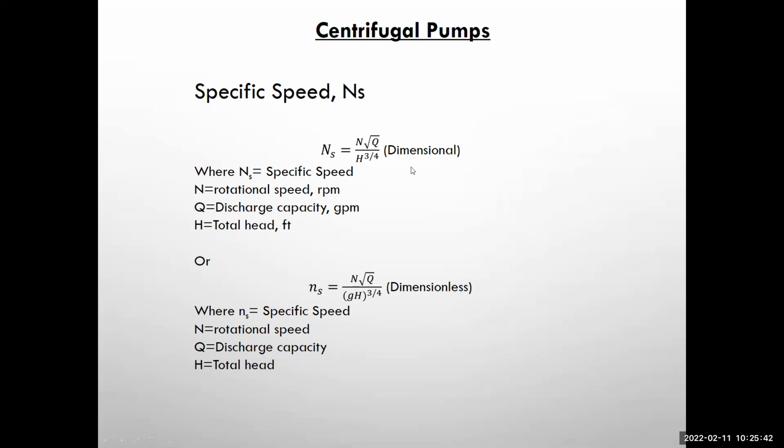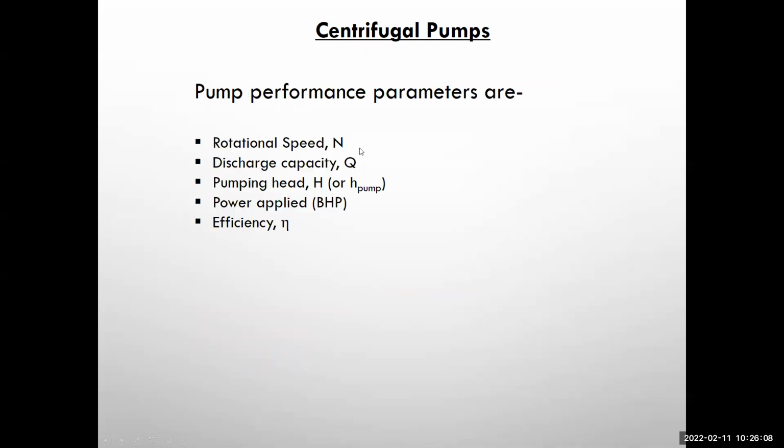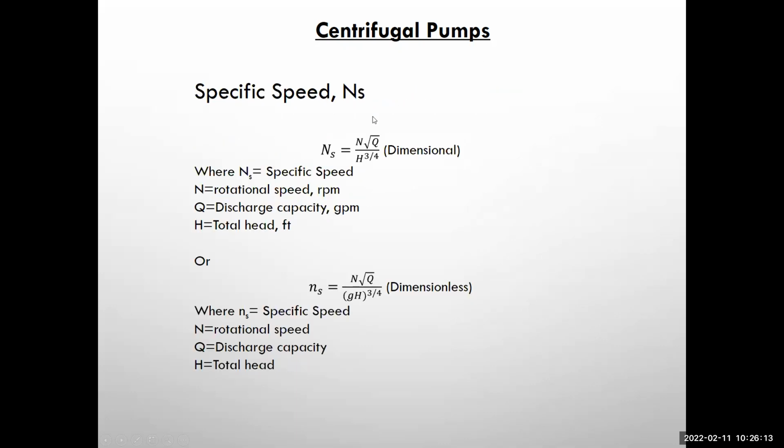And they have 2 different expressions. One is the dimensional one, and one is the dimensionless. But both of them have one. N is for what? This N. What does Q stand for? And H? The head, right? So out of these 5, we are combining N, Q, H into one parameter, which is called the specific speed, that reduces 3 parameters, right?